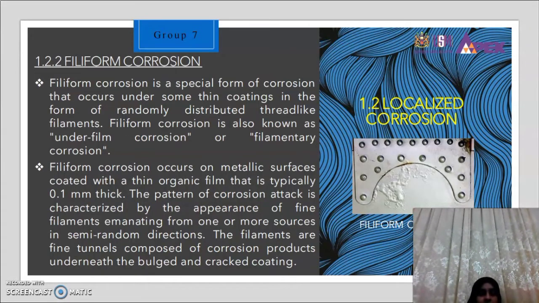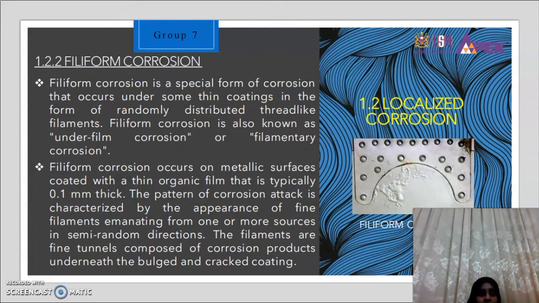Finally is filiform corrosion. Filiform corrosion is a special form of corrosion that occurs under some thin coatings in the form of randomly distributed thread-like filaments. Filiform corrosion is also known as underfilm corrosion or filamentary corrosion.